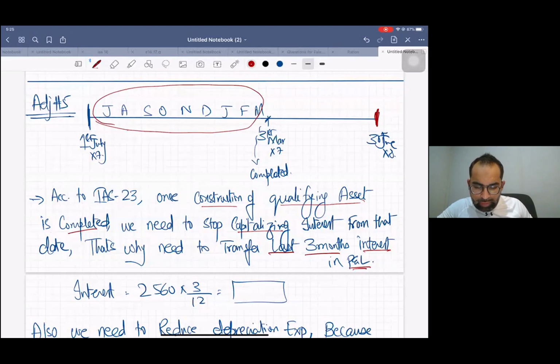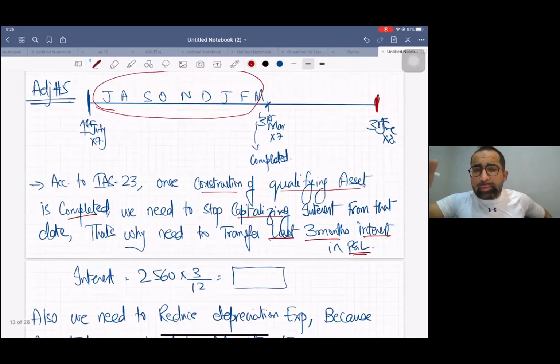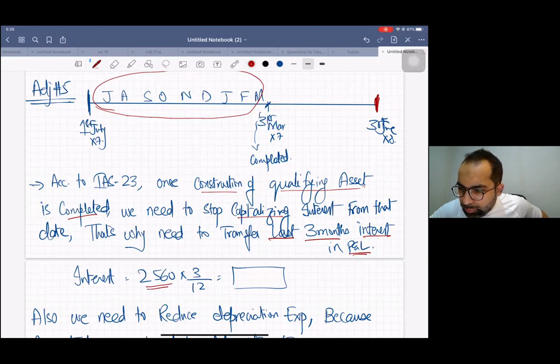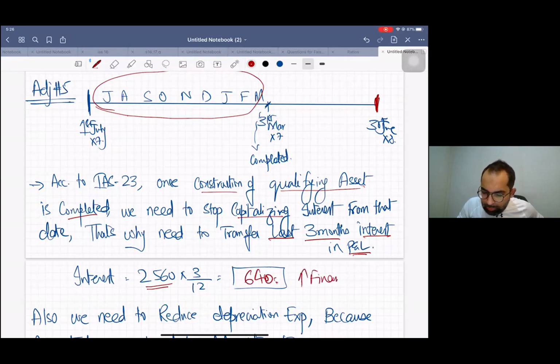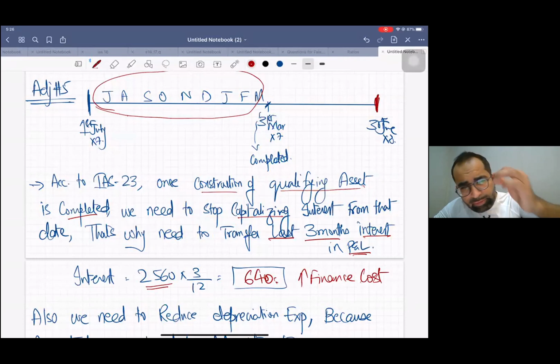Okay, so what was the interest of 12 months? Come on, tell me. 2.56 million, you can write as 2560. This is for 12 months. If you do it 3 upon 12, so 2560 times 3 divided by 12 gives you 640. The first thing, increase your finance cost by this amount. Transfer this amount in the income statement. You don't need any entries. Transfer this 640 in the income statement as finance cost. Okay, the first thing.